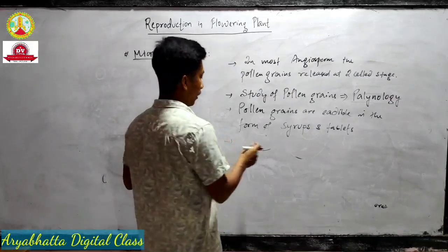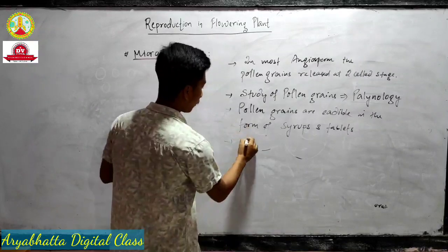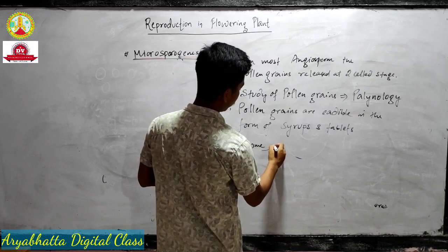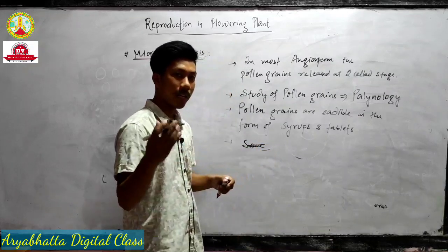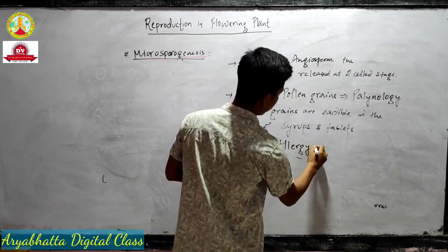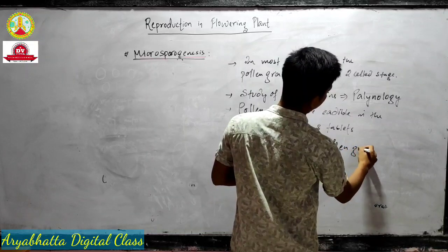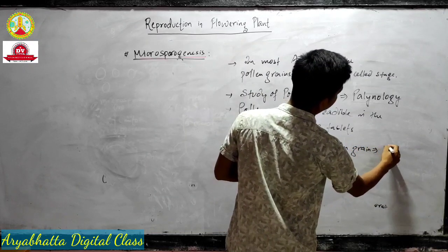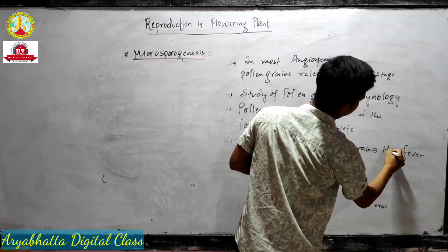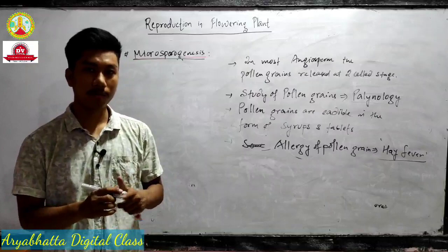Next important thing, what else? Some people are allergic to pollen grains. Okay, there are some people who are allergic to pollen grain. The allergy to pollen grain is known as hay fever. Okay, remember, these are some important terms that you need to remember.